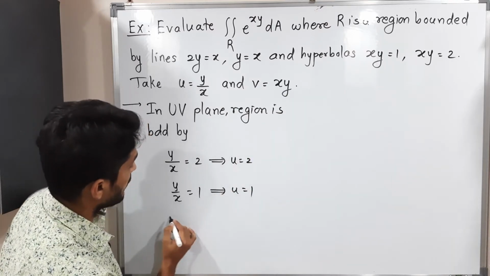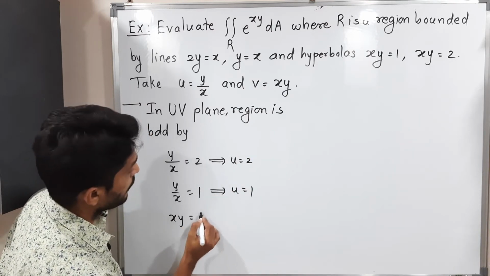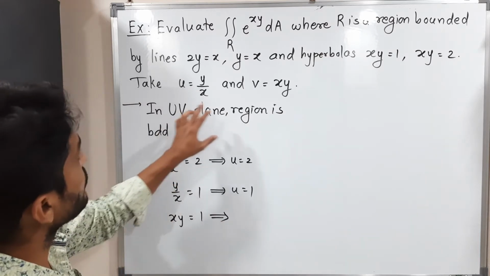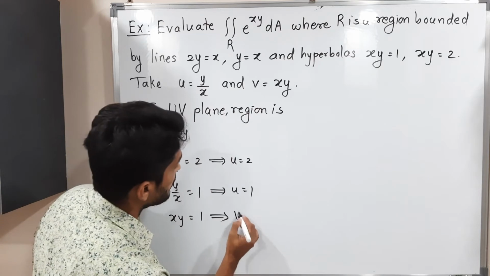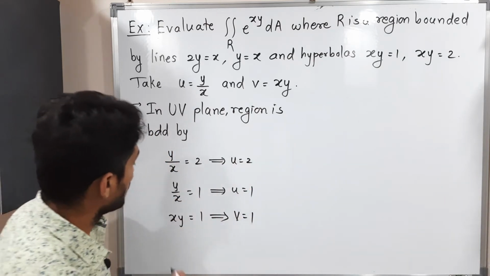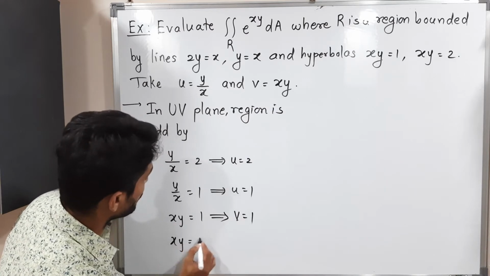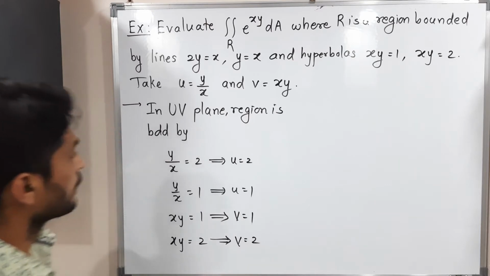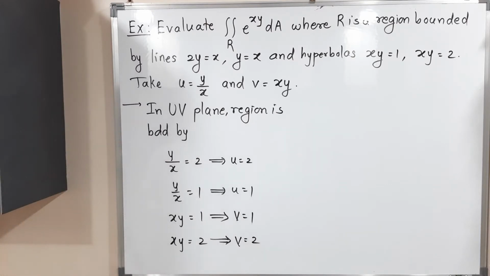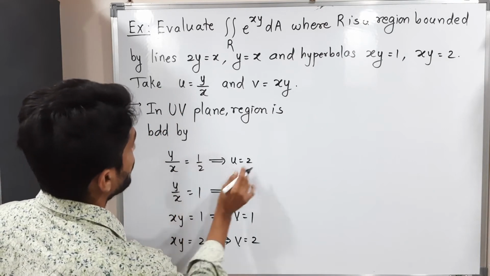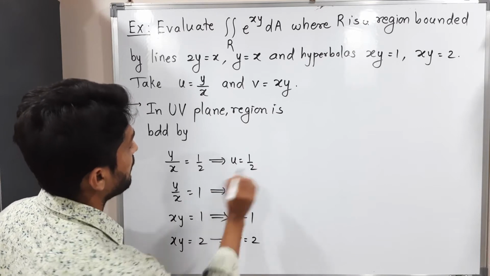Next curve is xy is equal to 1, so that means what is xy? xy is equal to v, so v is equal to 1, and at the end xy is equal to 2. xy is equal to 2, that means v is equal to 2. Okay, see, here y by x is equal to 1 by 2. I'm supposed to write 1 by 2. So u will be 1 by 2.